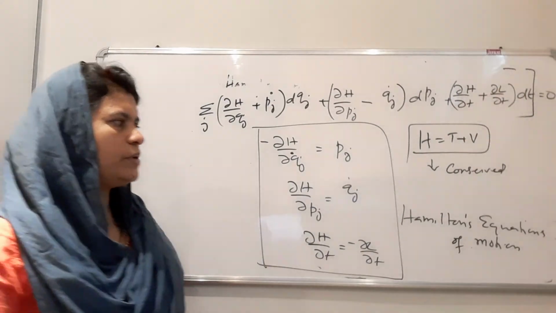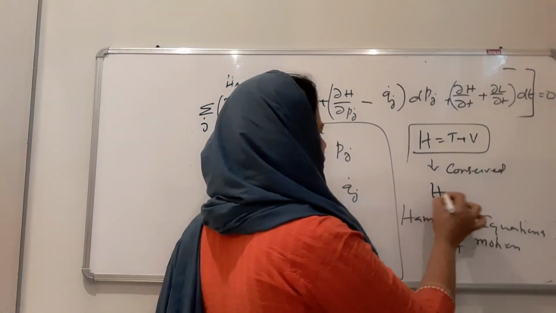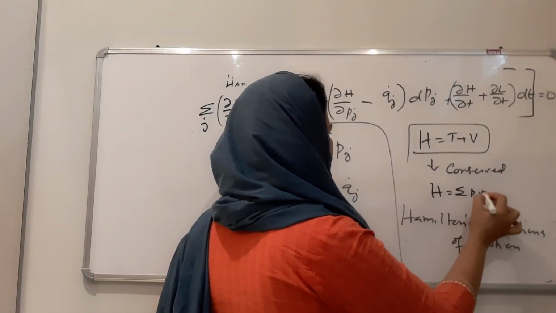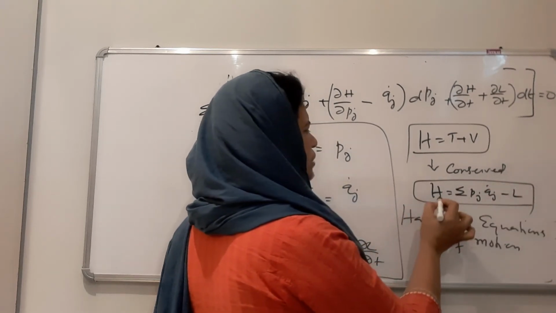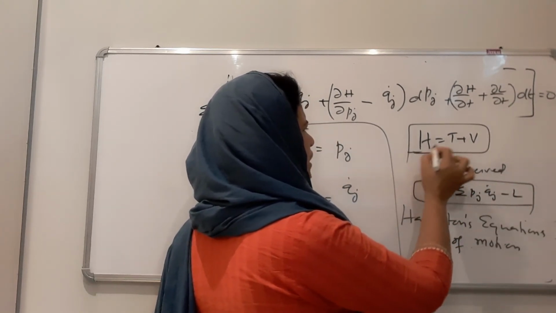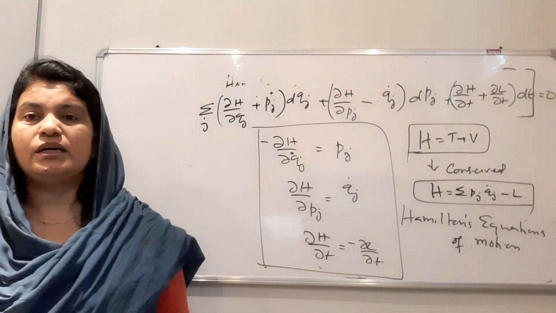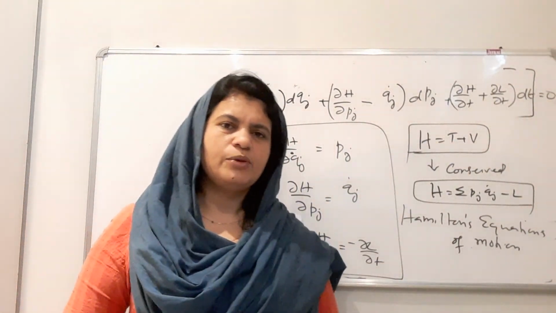Otherwise, Hamiltonian can be considered as H is equal to sigma pj qj dot minus L. This is the general equation. If it is conserved, we can write specifically the equation T plus V, where T is the kinetic energy and V is the potential energy.